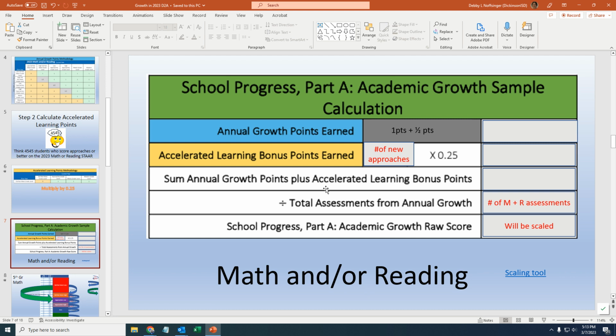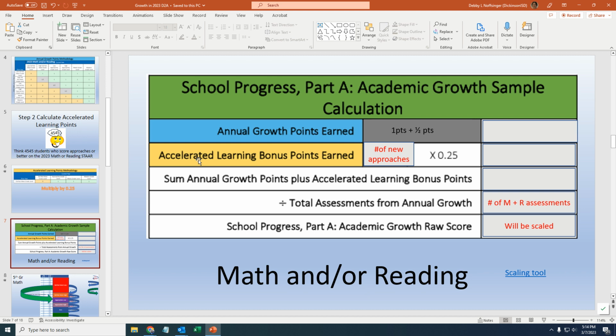This is the chart that shows you the full process to calculate. We're going to look at our annual growth points. So all of those students that earn 1 point or 1/2 a point, we're going to calculate all of those points, and those go here. Our accelerated learning bonus points, that's all of those students who were 45-45, those students who had a valid did not meet in 2022 on math or reading, and then in 2023 scored approaches or better, they are going to receive a 1/4 of a point. We're going to add all those up.